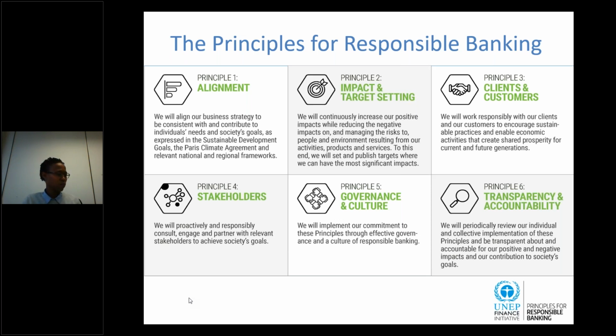This principle reads that we will periodically review our individual and collective implementation of these principles and be transparent about and accountable for our positive and negative impacts and our contribution to society's goals.